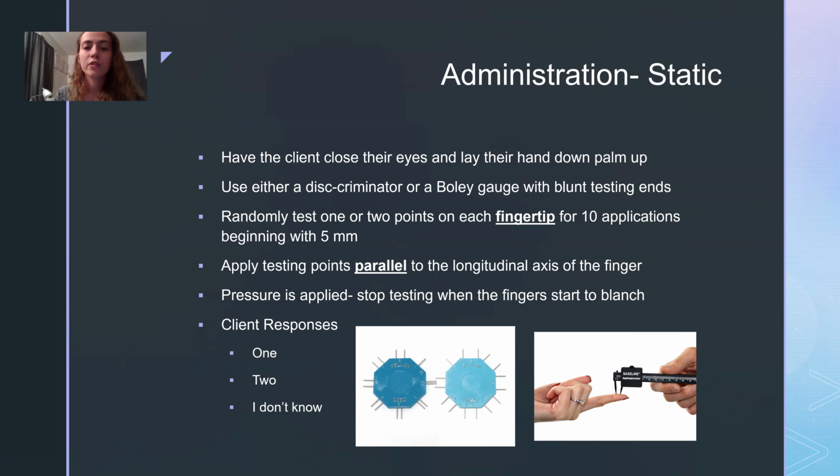When you apply the pressure, you want to stop testing when the fingers blanch. So you want to press hard enough where they can feel it, but not so hard that the finger blanches. The client will either respond that they feel 1 point, 2 points, or I don't know. And depending on the accuracy of their response, you either increase or decrease the distance.